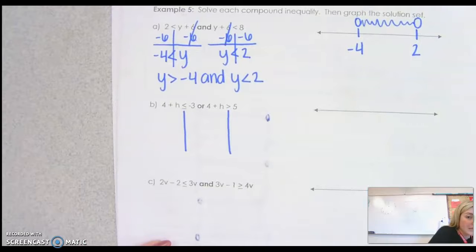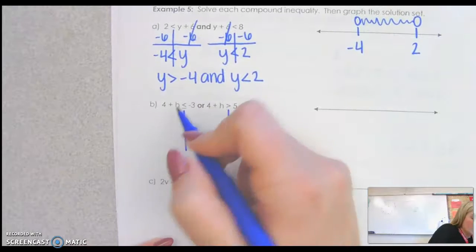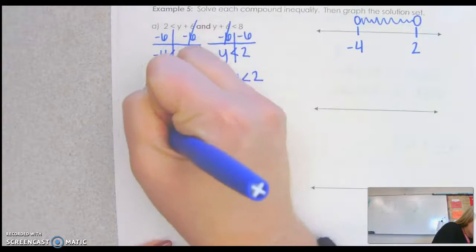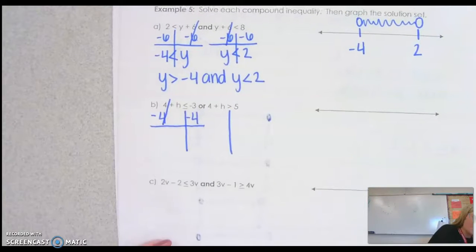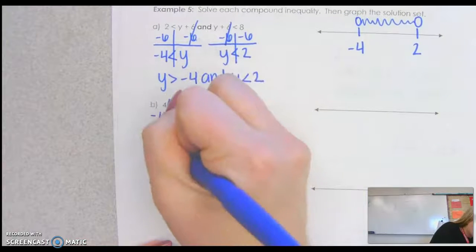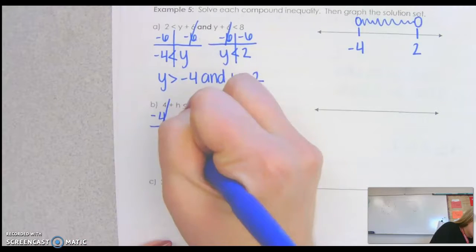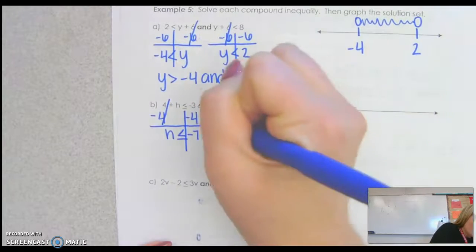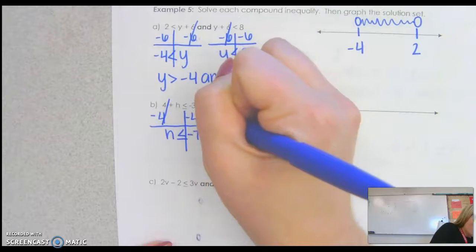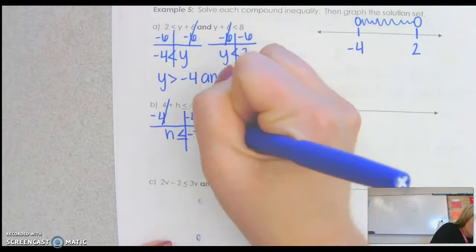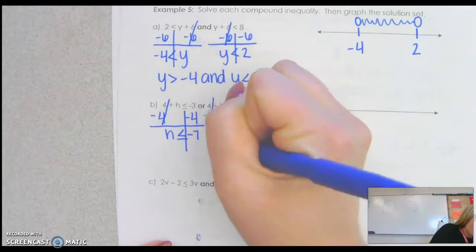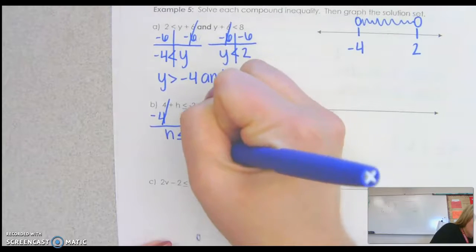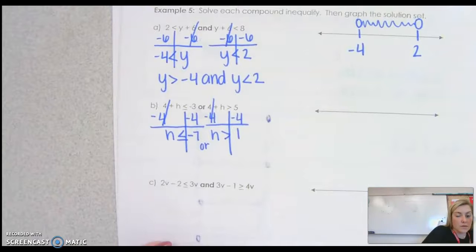Okay, so for B, the first thing you need to do is get h by itself, so you need to subtract 4 from both sides. So you have h is less than or equal to -7. Over here you do the same thing. You need to subtract 4 from both sides. So you have h is greater than 1. And then I have my or in the middle.